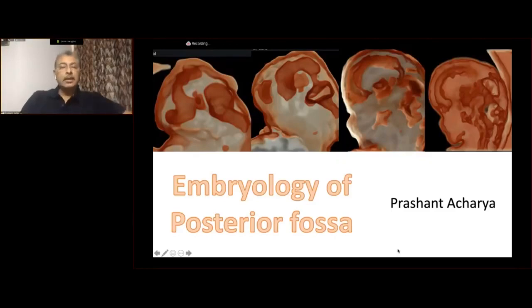Okay. Now this is about the embryology of the posterior fossa. You can see on this slide the development from 7 weeks, 8 weeks, 9 weeks, or 13 weeks. The moment you understand the embryology of the posterior fossa, you will understand what kind of malformations there are, what kind of outcome the fetus is going to have, and what counseling is required if you understand the embryology and anatomy.